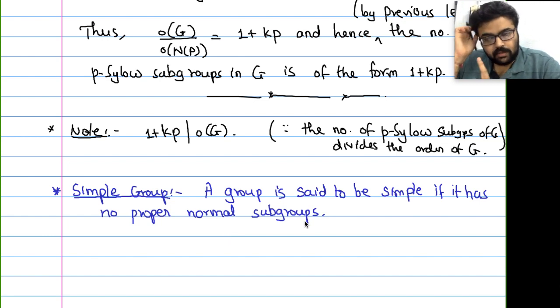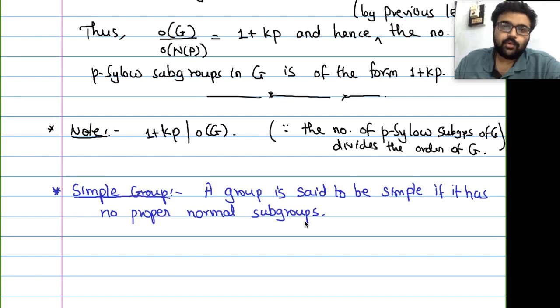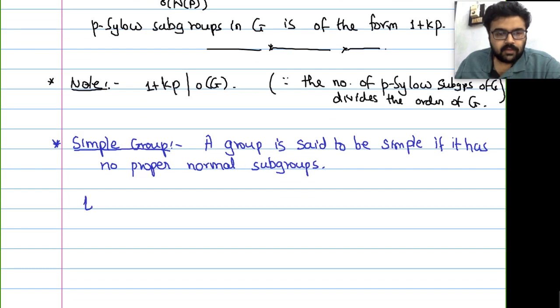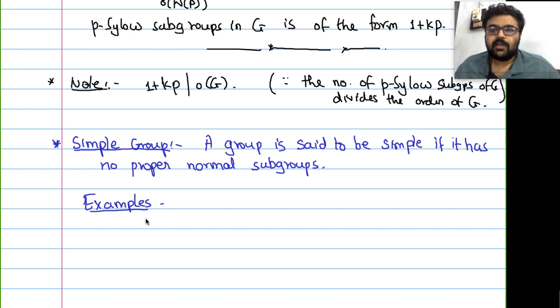If it has one proper subgroup which is normal, of course, E and G, the identity and the group itself, are always normal in G. Except that, if it has a proper normal subgroup, it is not simple. If it has no proper normal subgroups, then it is simple. For example, I can give you trivial examples right now without going into much detail. If it has no proper subgroup, then the normal subgroup question does not arise. So the first example, let us say Z5.